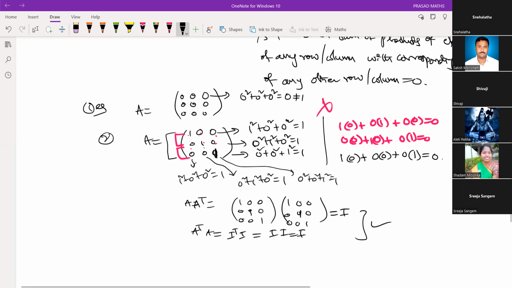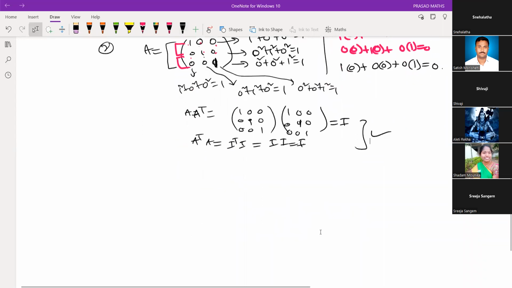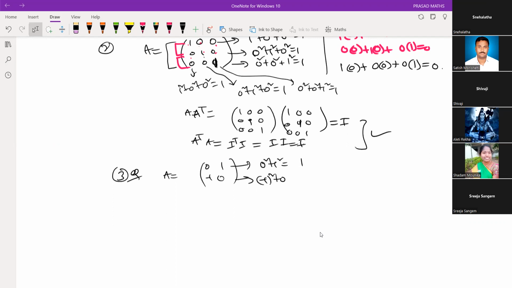The sum of the squares of the elements of each row or column should be 1. Suppose you take A equals 0, 1, minus 1, 0. Is it an orthogonal matrix? Look at the first row: the sum of the squares of the first row is 1. The sum of the squares of the second row is also 1. Next, look at the sum of the products of the first row with the corresponding elements of the second row. 0 into minus 1 plus 1 into 0 is equal to 0. Therefore, it satisfies the condition, and hence it is orthogonal.